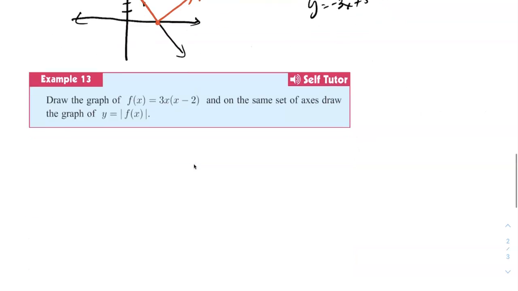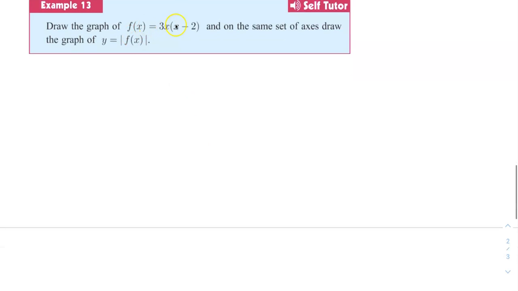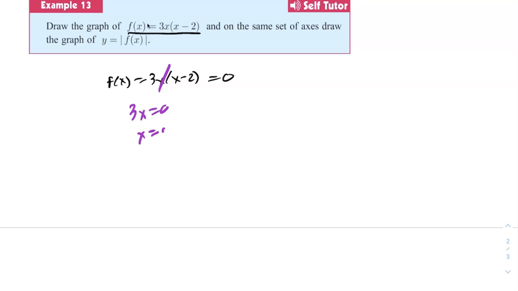Okay, let's do one more. Draw the graph of 3x times x minus 2, and on the same set of axes draw the absolute value of that graph. Like we did with parabolas a couple of chapters ago, we're going to graph that. The easiest way to graph this is to find the x-intercepts. So we're going to set it equal to 0 and split it. 3x equals 0, which is just x equals 0. And then x minus 2 equals 0, so x equals 2.